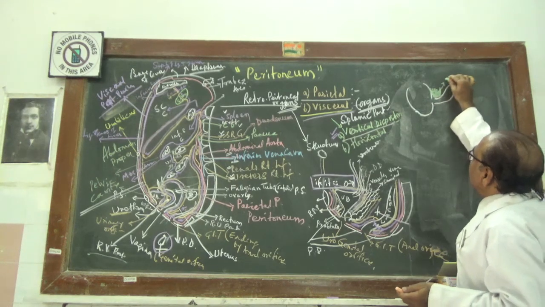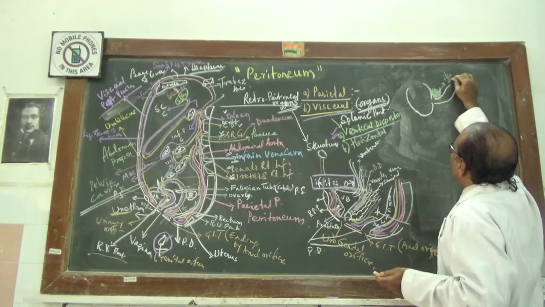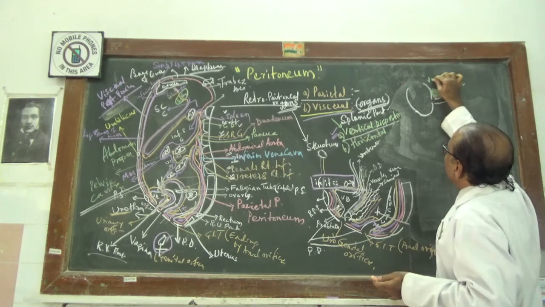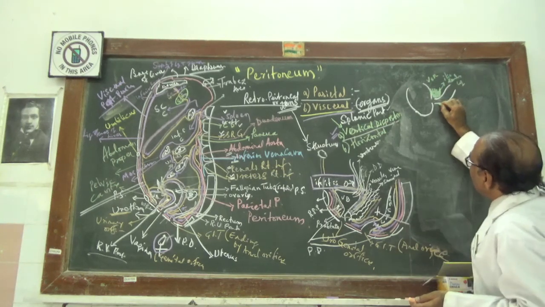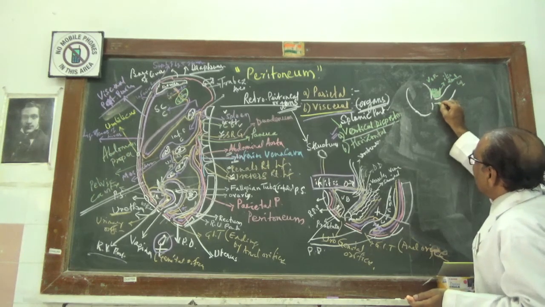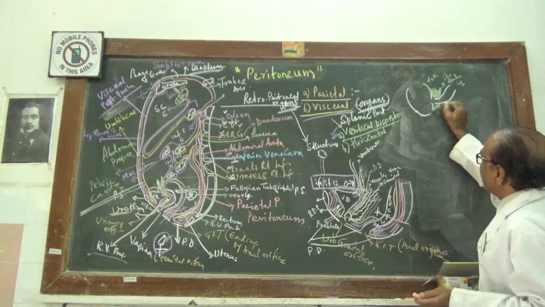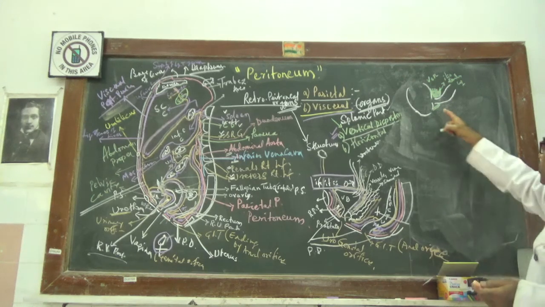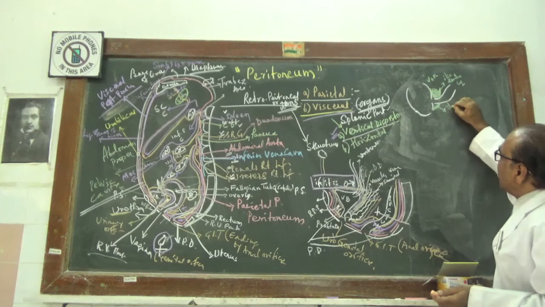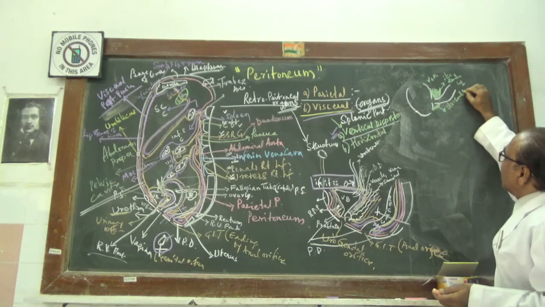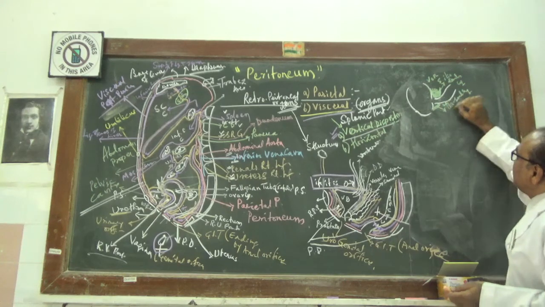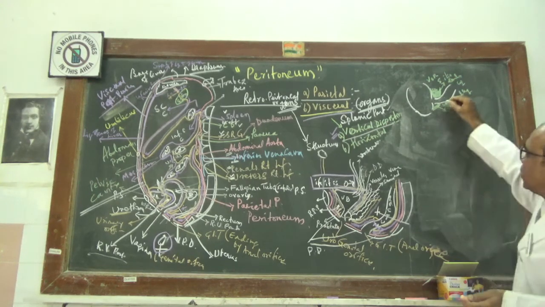So this is called the iliocecal ligament. This is also a vertical disposition, from the lower border of the terminal part of the ileum to the medial aspect of the cecum. This is the iliocecal ligament. So this is the superior iliocecal, and this is the inferior iliocecal ligament. So these are the vertical dispositions.